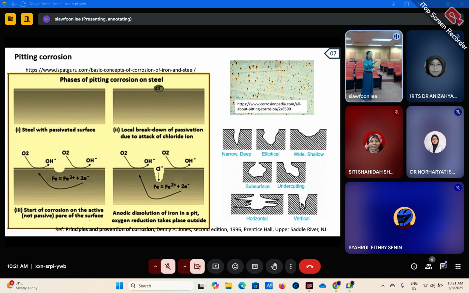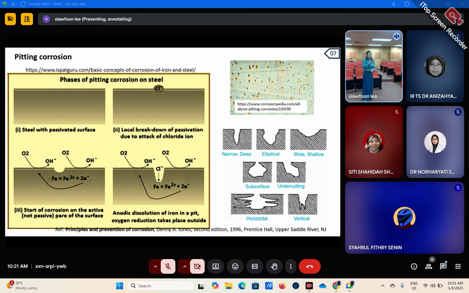Another is pitting corrosion. When you look at the surface of the steel, you see spots like this, which is referred to as pitting corrosion. And this pitting corrosion is sometimes difficult to spot by eye, because sometimes it can be so small, it can be hidden somewhere else.